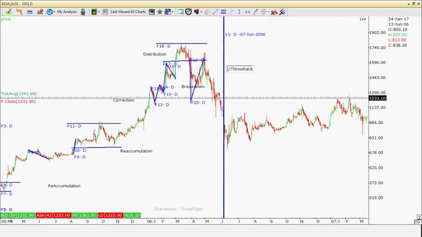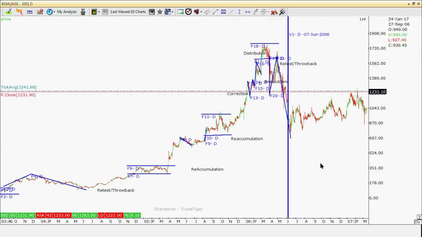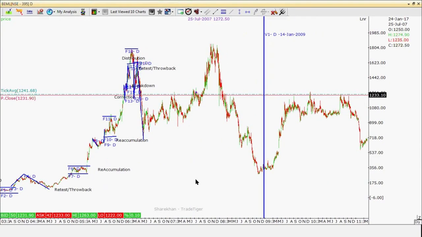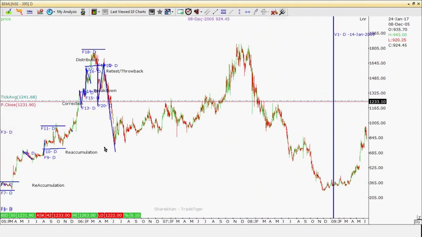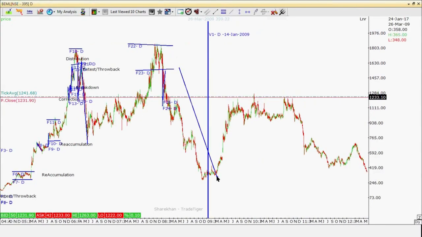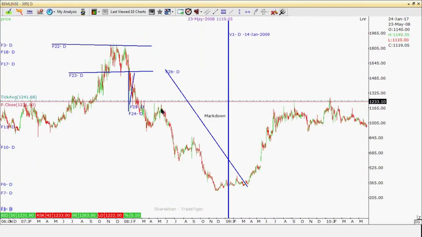A breakout, right? Breakdown, in other words, isn't it? Then what happened? Then what happened here? Retest or throwback happened here, right? And then what happened? Price started its markdown till where? Till this reaccumulation area here, right?